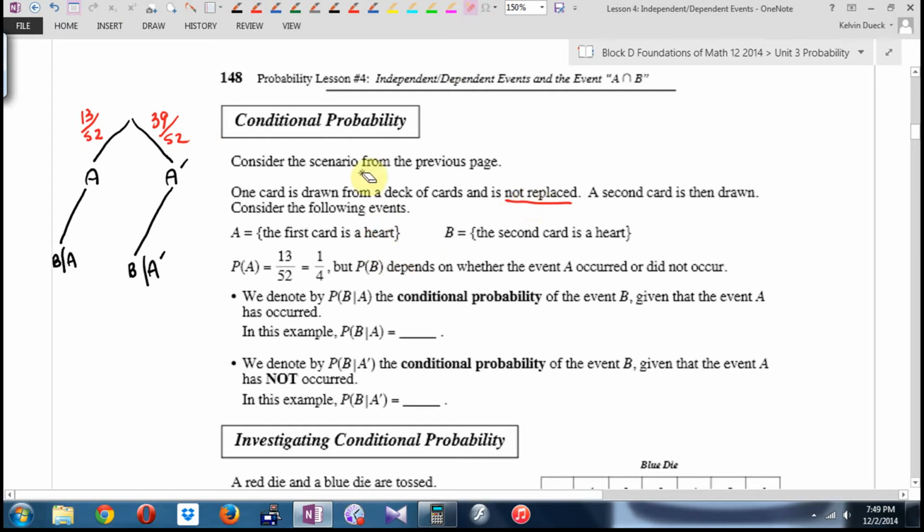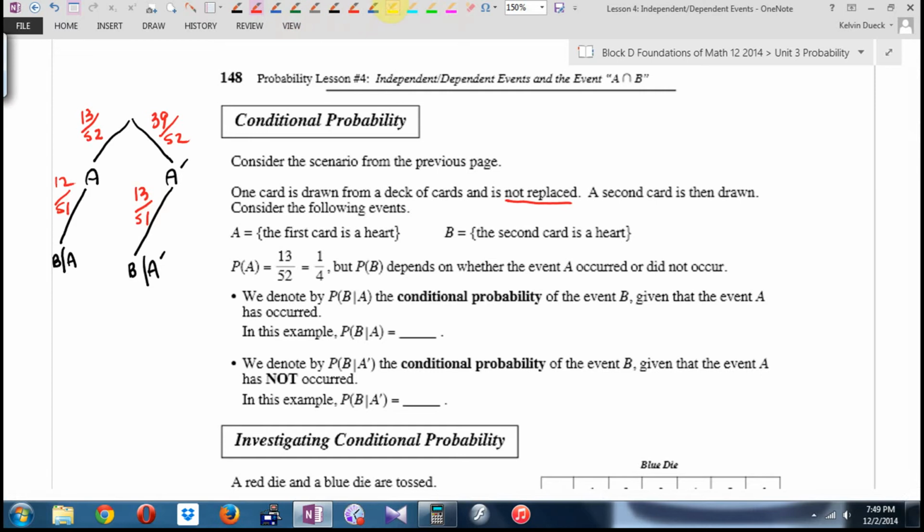The fact that we're not replacing, now how many cards are left? It's going to be out of 51, out of 51. But down this branch, how many hearts have I taken? 13. So what's the probability the second card is a heart? 12 out of 51. Down this branch, I didn't get a heart, so how many hearts are left in the deck? 13 out of 51. And this is my second definition of dependent events.